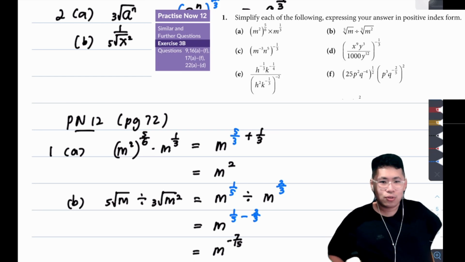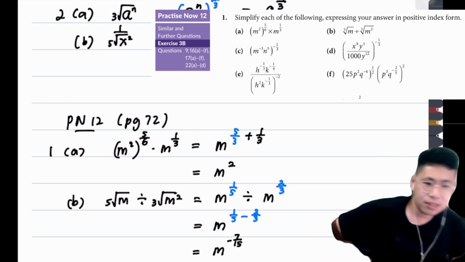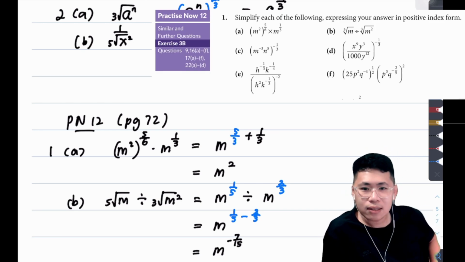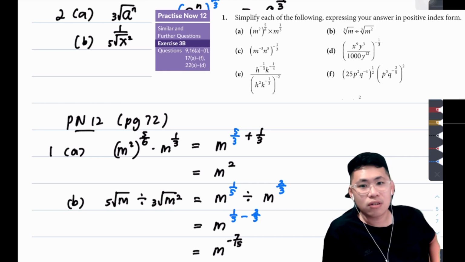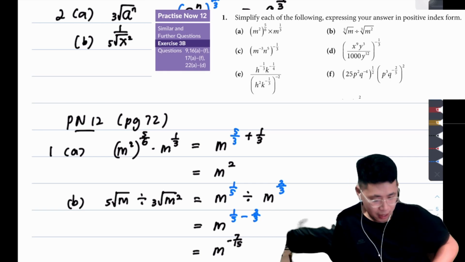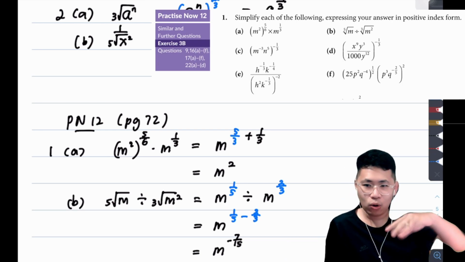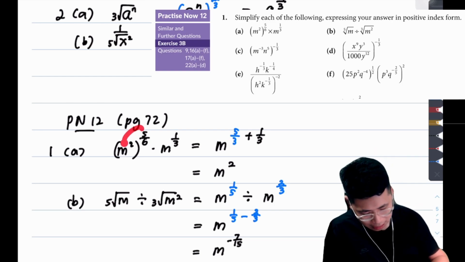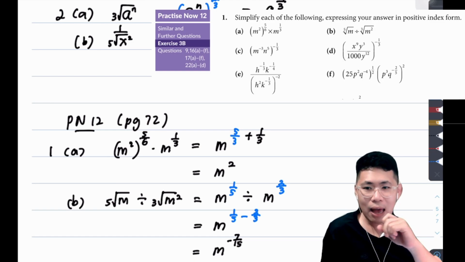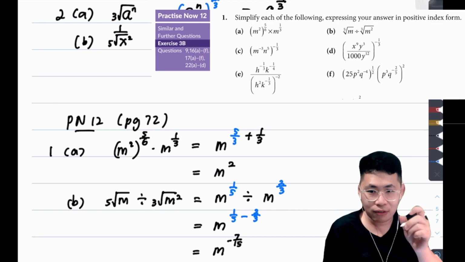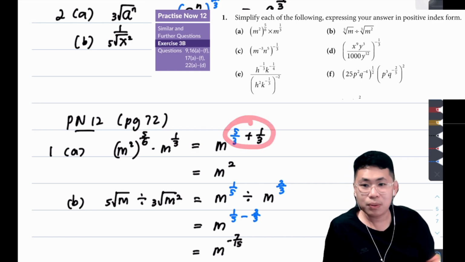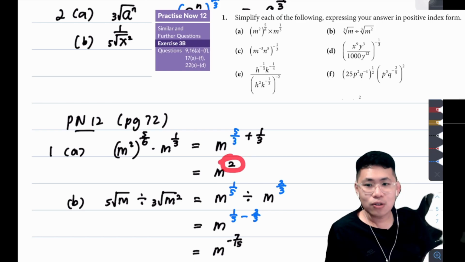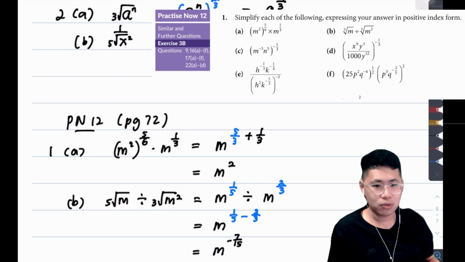Okay, so this is to evaluate and simplify these things. Alright, we are going to start with practice now 12, and in practice now 12 we are going to make use of all the laws of indices together with the rational fraction. So you're going to see a lot of rational numbers over here. So 1a, we have m squared, whole thing power 5 over 6, times m power 1/3. We need to settle this part to get m to the power of 5 over 3, and we plus 1 over 3 because of the law of indices: same base, add the powers together. So add together we have a 2, so the answer is m squared.